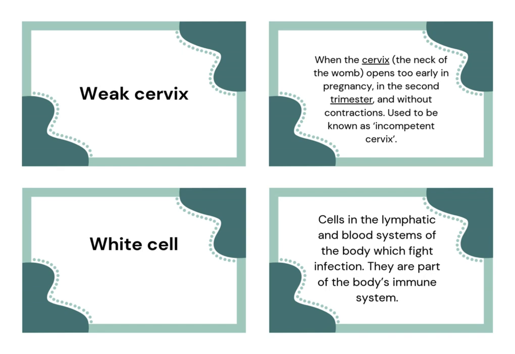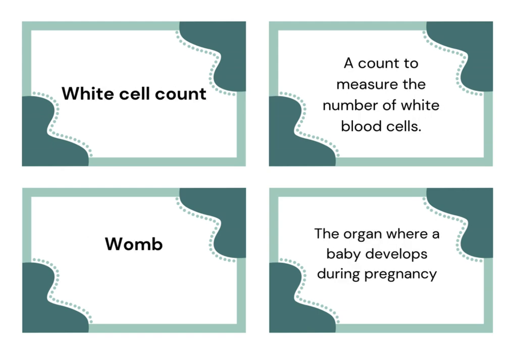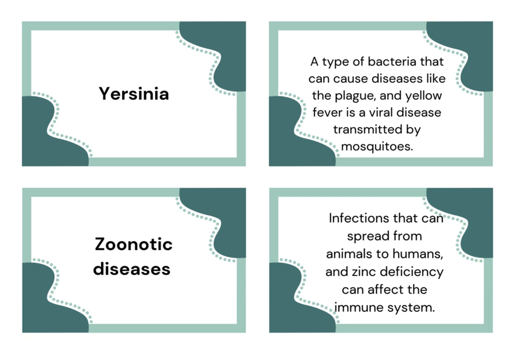White cells, cells in the lymphatic and blood systems of the body which fight infection. White cell count, a count to measure the number of white blood cells. Womb, the organ where a baby develops during pregnancy. Yersinia, a type of bacteria that can cause diseases like the plague, and yellow fever is a viral disease transmitted by mosquitoes. Zoonotic diseases, infections that can spread from animals to humans, and zinc deficiency can affect the immune system.